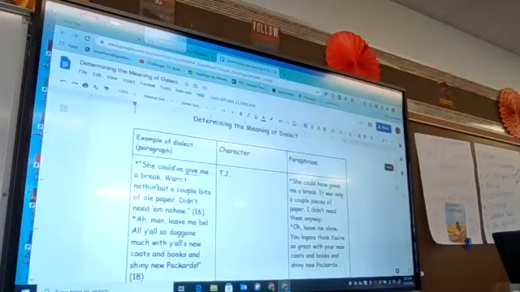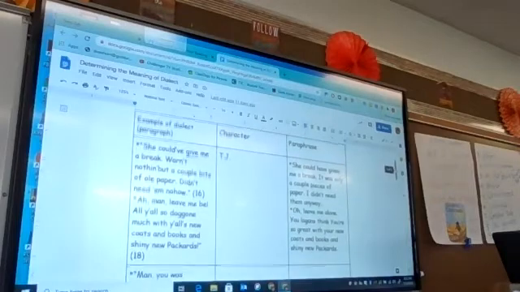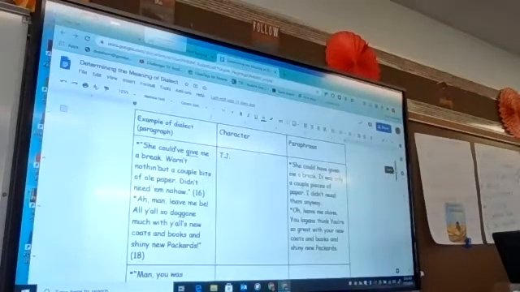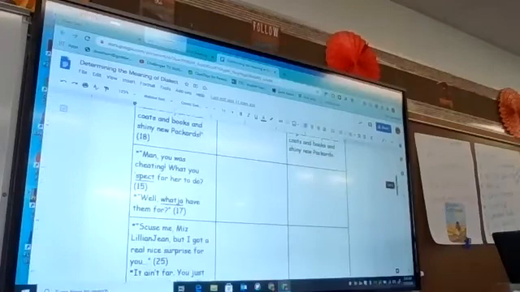So what you're going to do is, I filled out part of the chart, kind of to show you an example, and then you're going to have to finish the rest of it. So example of dialect, I just read it to you, chapter 16 through 18. Who was speaking this dialect? It was TJ. Okay, he's the character. What was he saying? To paraphrase it in your own dialect: she could have given me a break. It was only a couple of pieces of paper. I didn't need them anyway. Oh, leave me alone. You Logans think you're so great with your new coats and books and shiny new Packards. So basically, you're just putting it into regular English, if you will.